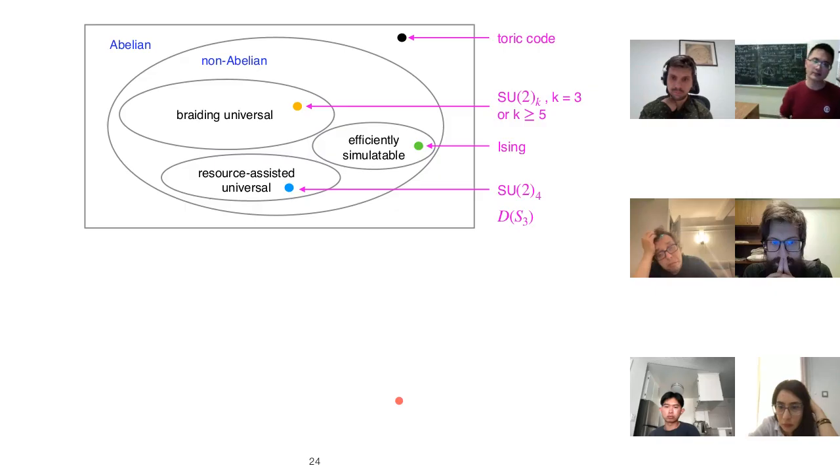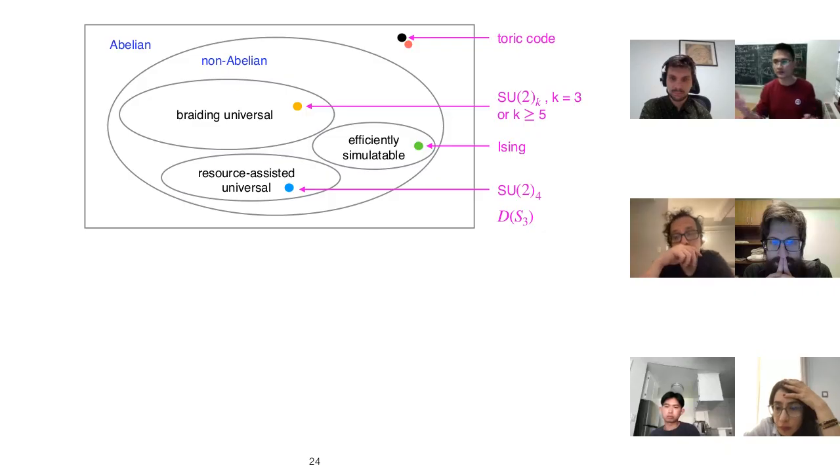So here's the landscape for the computational power of these anyon systems. The Abelian anyons, for example, the toric code, are useless just in terms of braidings. They're useful for other purposes, such as a quantum memory. But just in terms of braidings, they're useless because the state space is 1-dimensional. Now, even inside the non-Abelian anyons, they fall into different hierarchy.